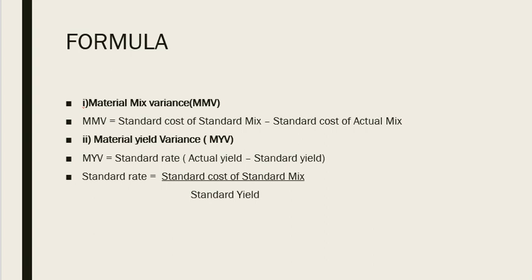So how to find the standard rate: the formula for it is standard cost of standard mix divided by standard yield. It is a must for you to learn these formulas to solve problems relating to material mix variance and material yield variance, which are the subdivisions under material usage variance. I hope you understood the formula for it. In the next video, we will be discussing problems based on this topic.